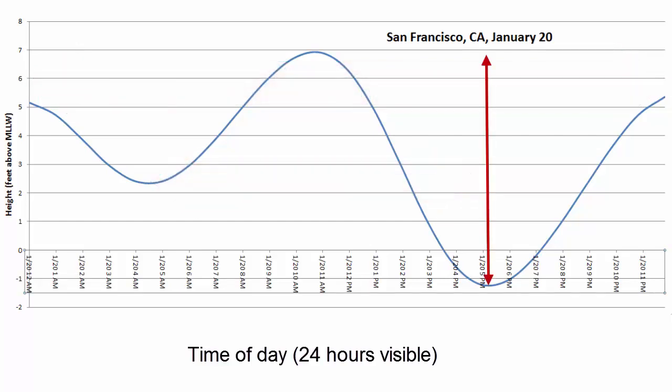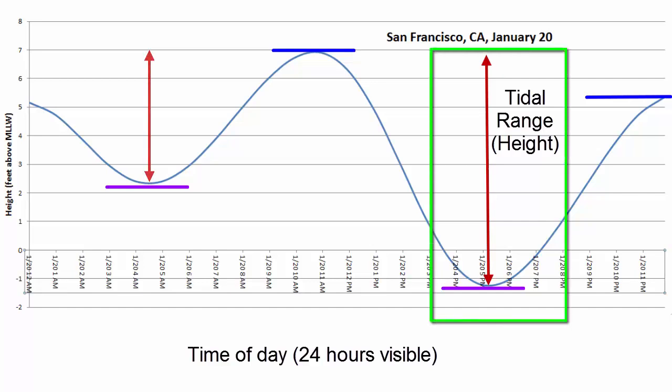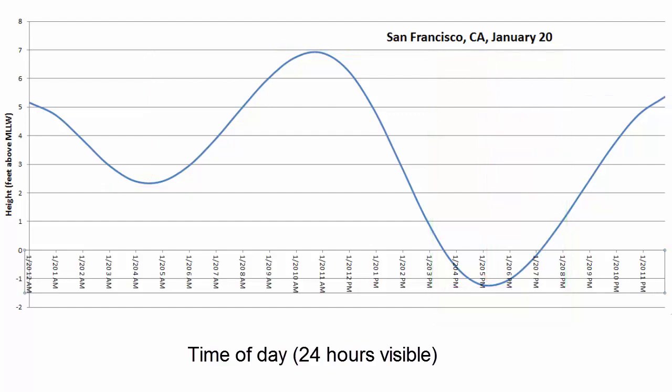The height of a tidal wave gets its own term, tidal range. The tidal range is calculated by taking the vertical distance between the crest and the trough. When crest or trough height varies, calculate tidal range as the maximum vertical distance from the highest crest to the lowest trough. If you were on the San Francisco coastline on January 20th and experiencing these tides, at 4:30 a.m.